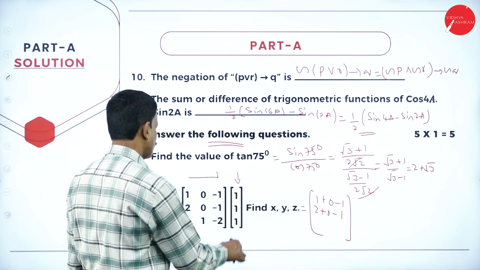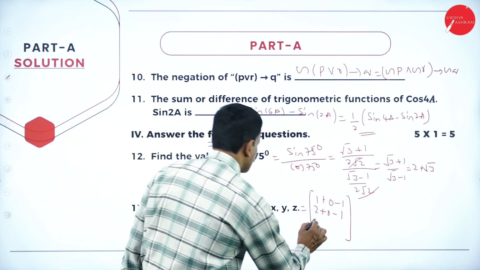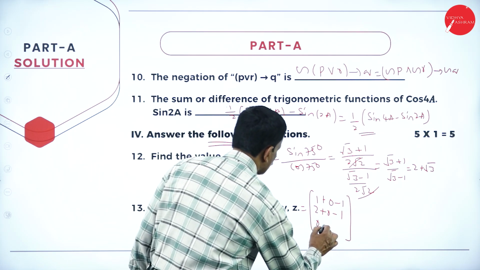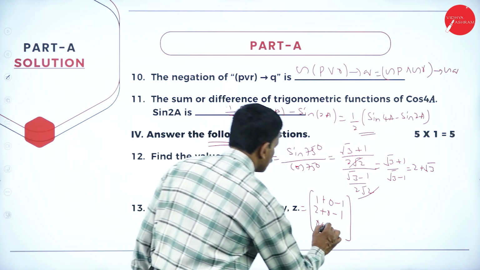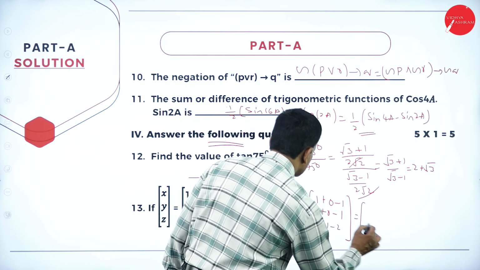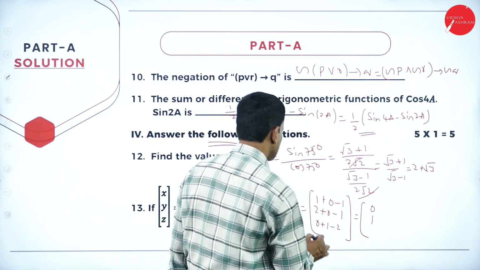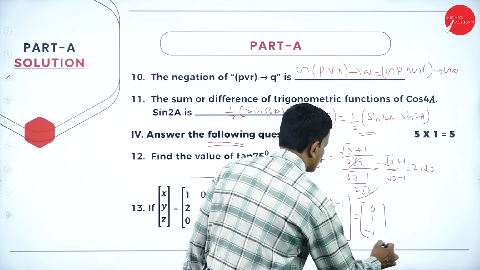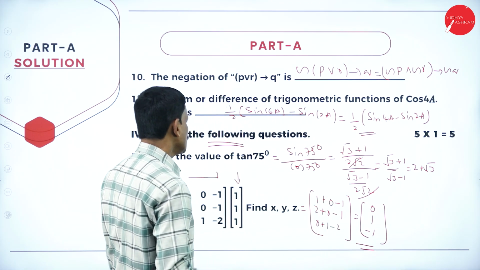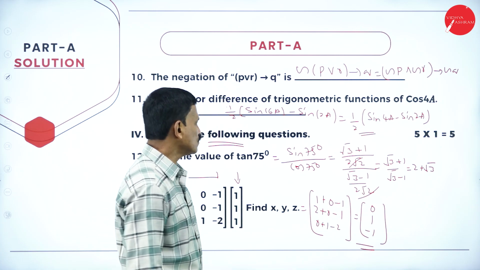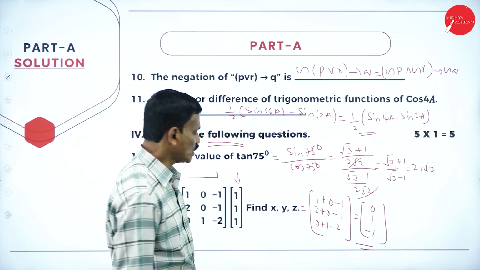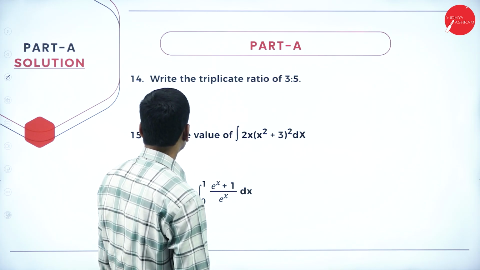Second last row and this column: 0 into 1 is 0, again 1 into 1 is 1, again minus 1 into 2 is minus 2. This is equal to 1 minus 1 is 0, 2 minus 1 is 1, 1 minus 2 is minus 1. So the value of x is equal to 0, y is equal to 1, z is equal to minus 1. Right. Now move on to the next problem.